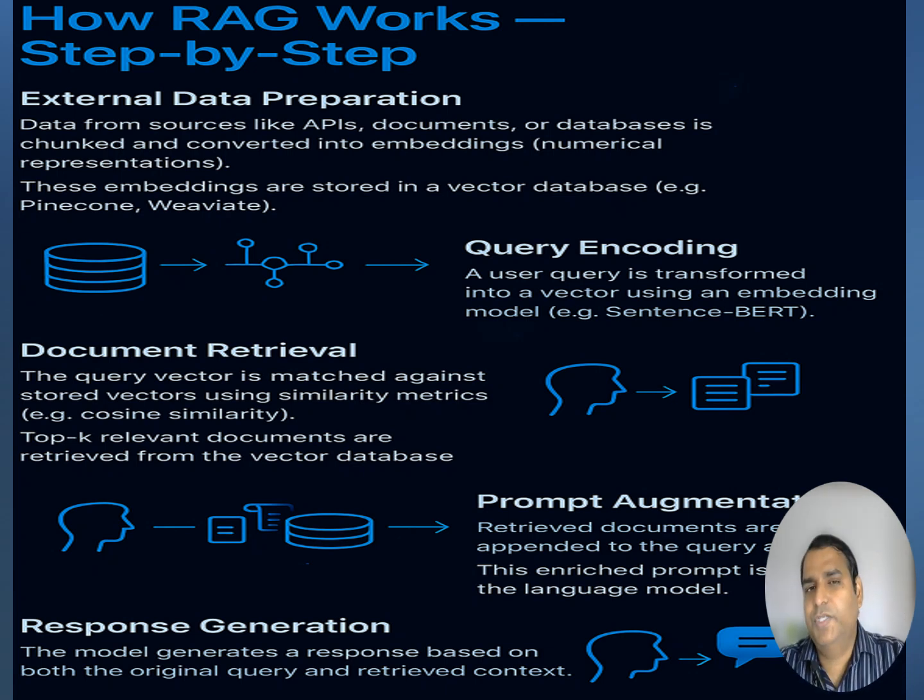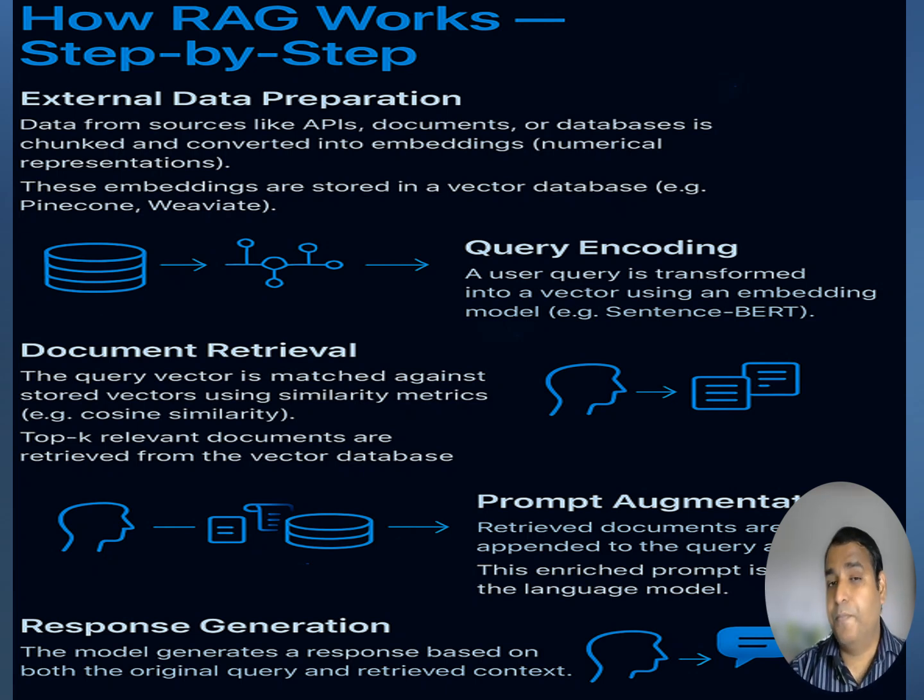The second step is query encoding. Here the user's query is transformed into a vector using the same embedding model. These vectors represent the semantic meaning of the query. The third step is document retrieval. Here the query vector is compared against stored vectors in the vector database using similarity metrics, like cosine similarity. The system retrieves the top k most relevant documents based on semantic closeness.